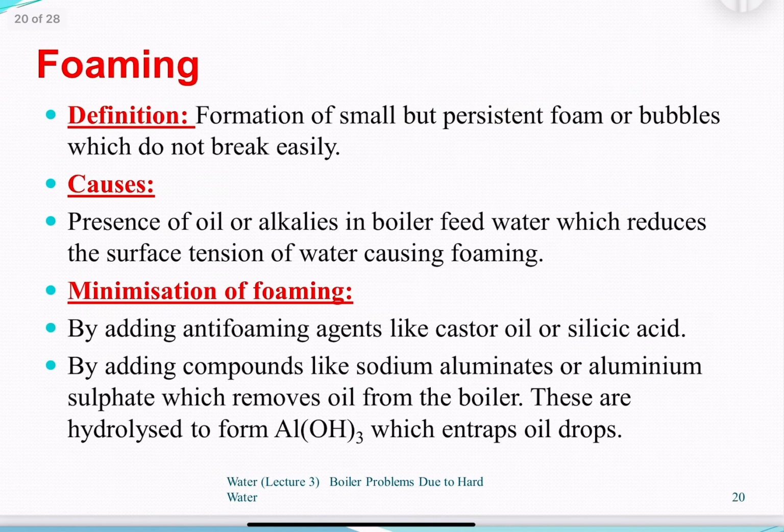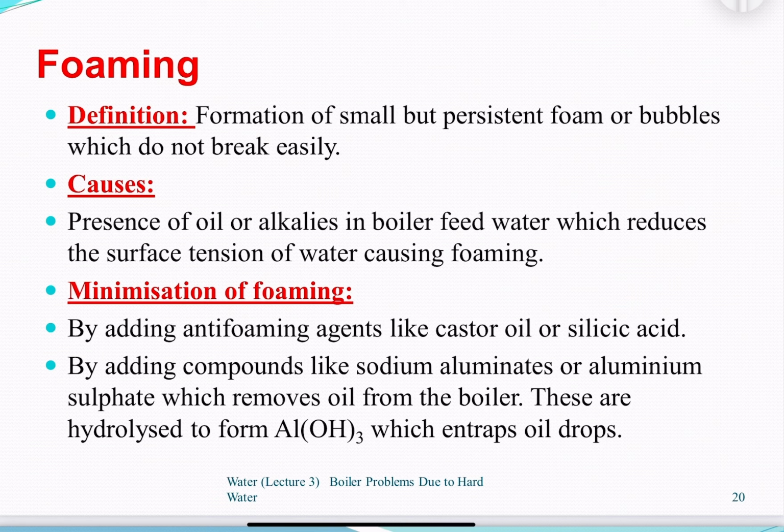Second problem is foaming. Foaming means the formation of persistent foam or bubbles which do not break easily. Actually, priming, foaming and steam which carries salts with it, that is called carryover. So priming, foaming and carryover are three problems which are interconnected. So what are the causes of foaming? It is due to the presence of oils or alkalis in the boiler, which reduces surface tension. And how can you minimize foaming?